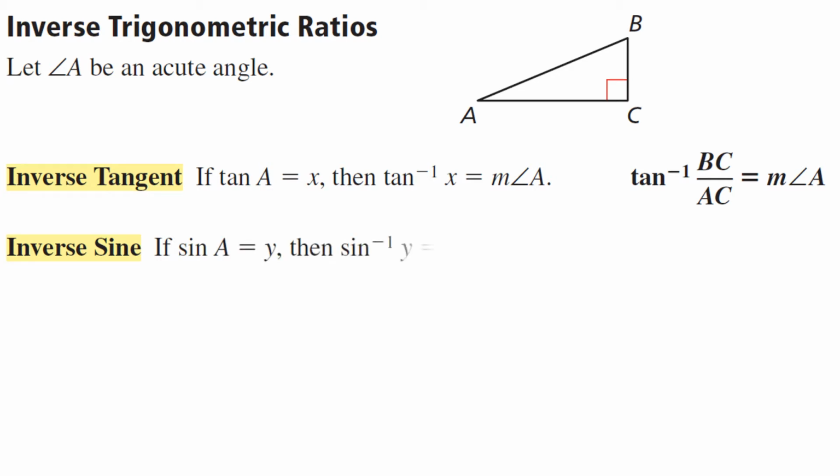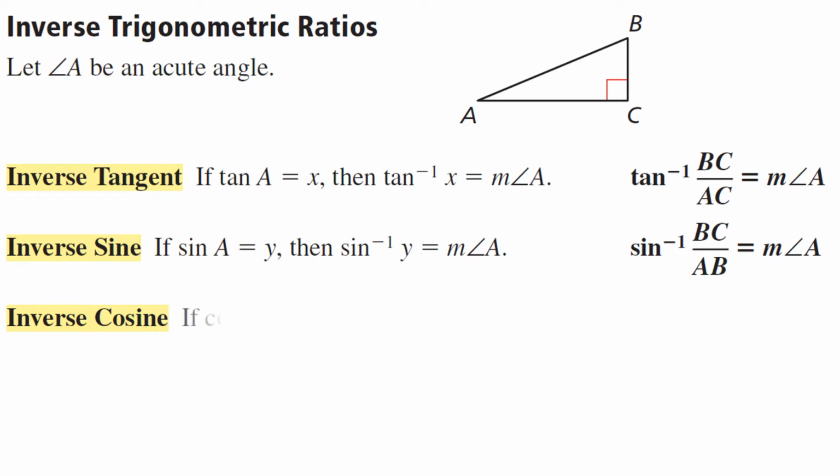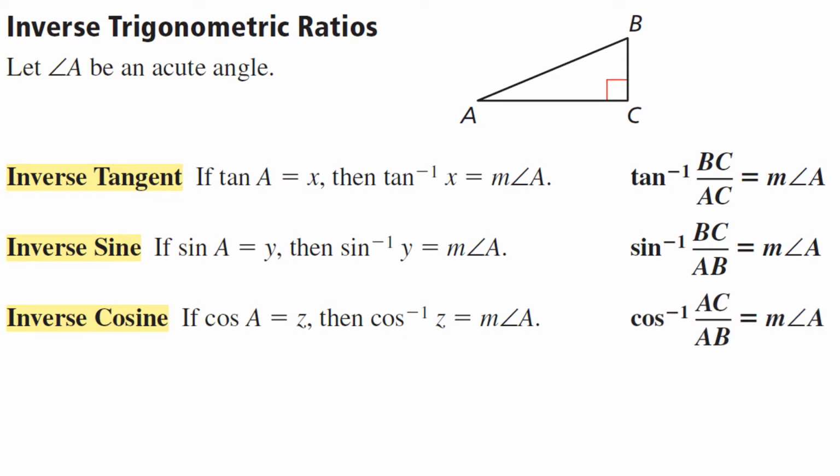Sine will work very similarly. If sine of A has a value of y, the inverse sine function of y will get us the measurement of angle A. Again, there it is with the actual ratio shown in that diagram. And then, of course, inverse cosine will complete us. Again, if cosine of A gives me some sort of value such as z, the inverse cosine of z will get us the measurement of angle A. And again, if you want to refer to the diagram, that would be the ratio.